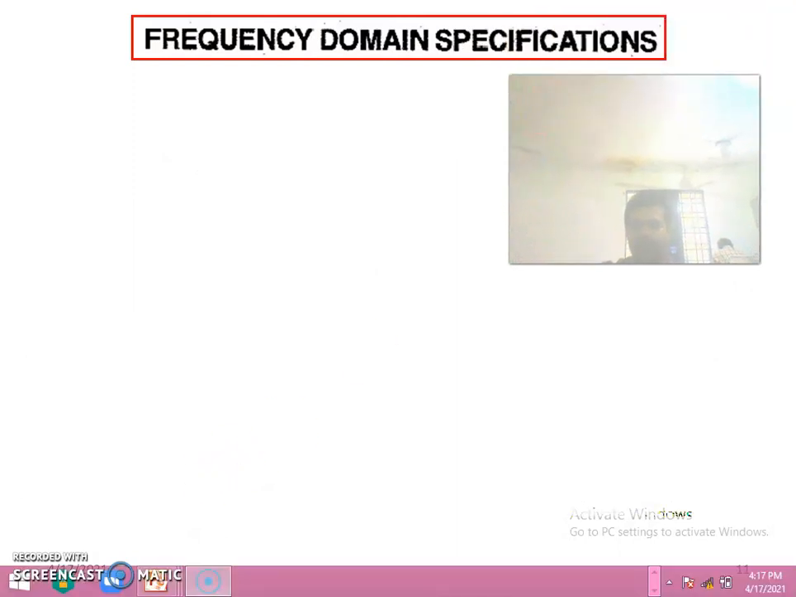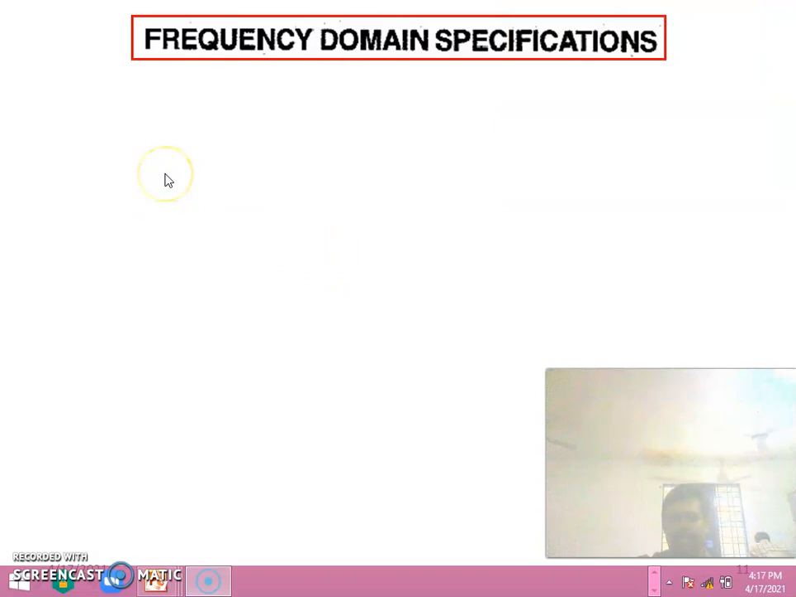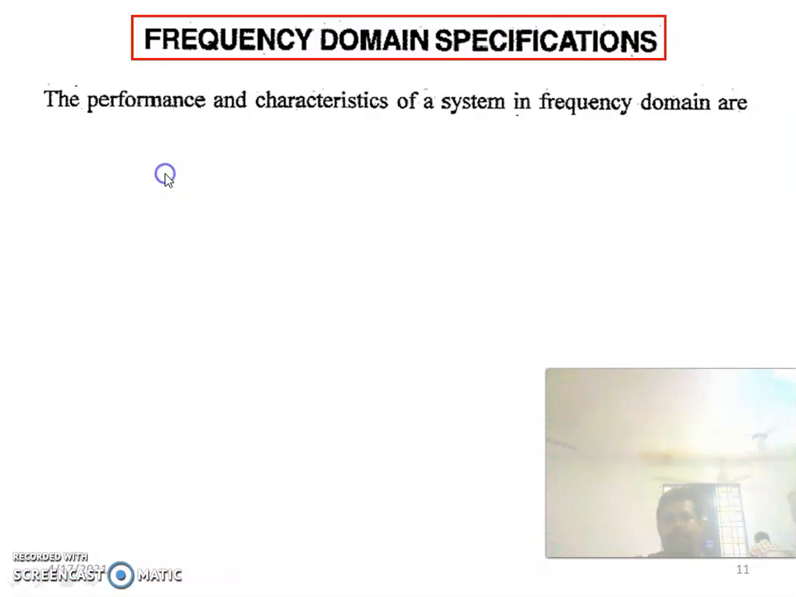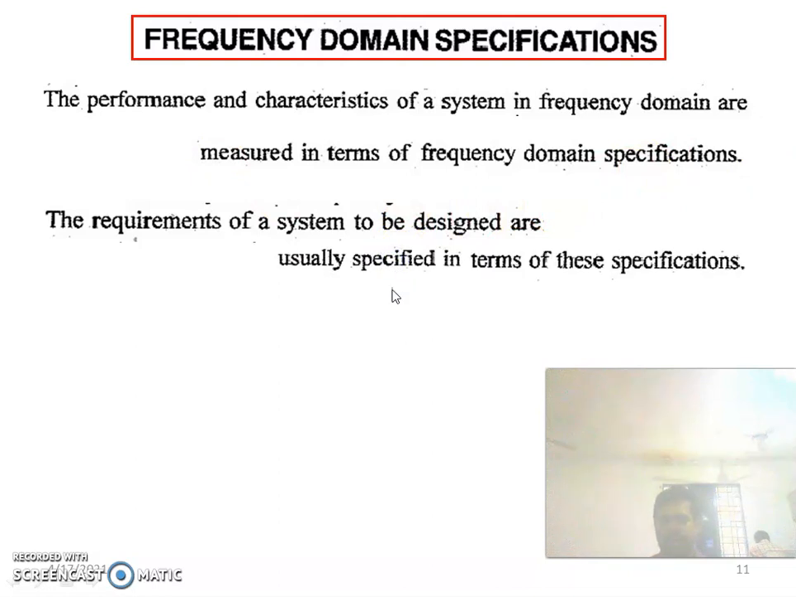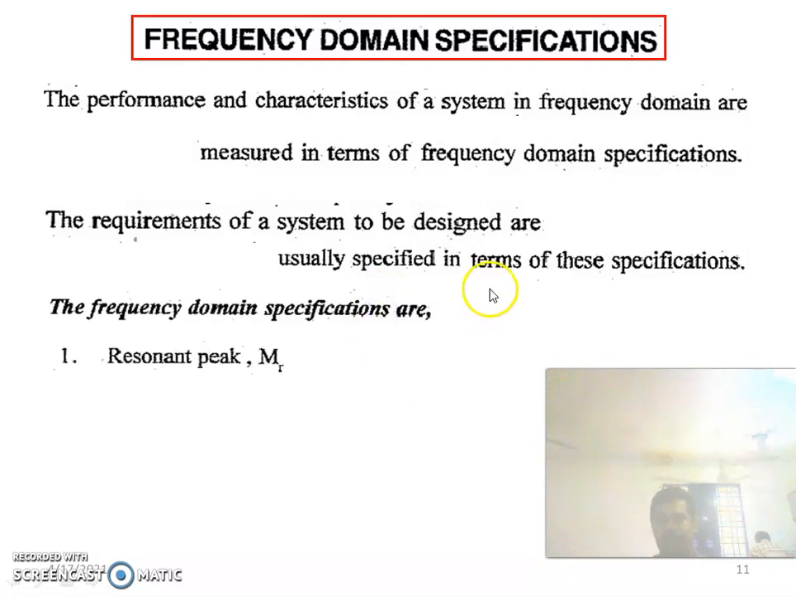Now, we are going for frequency domain specifications. The performance and characteristics of a system in frequency domain are measured in terms of frequency domain specifications. So, the requirements of a system to be designed are usually specified in terms of these frequency domain specifications. Now, we are going to see what the frequency domain specifications are.